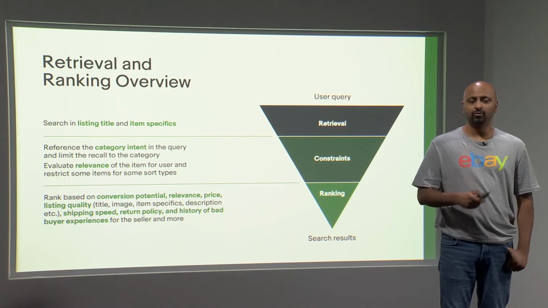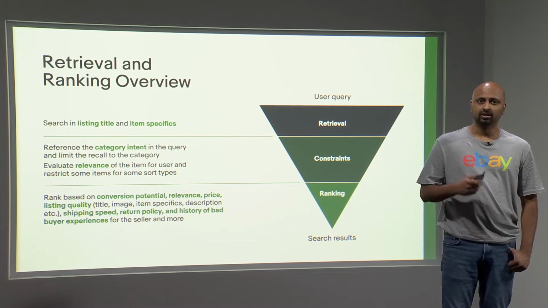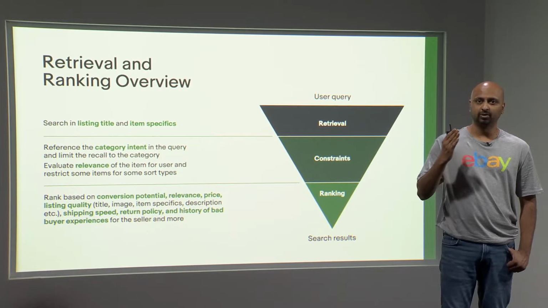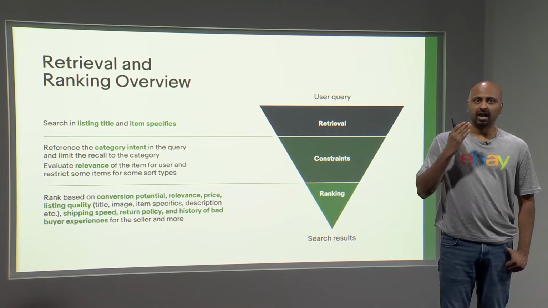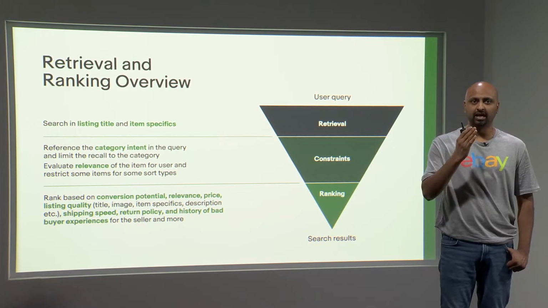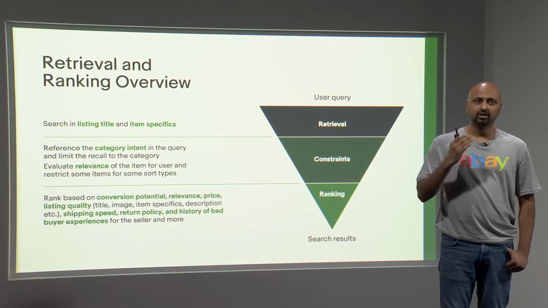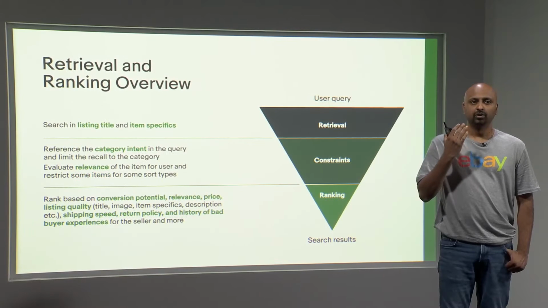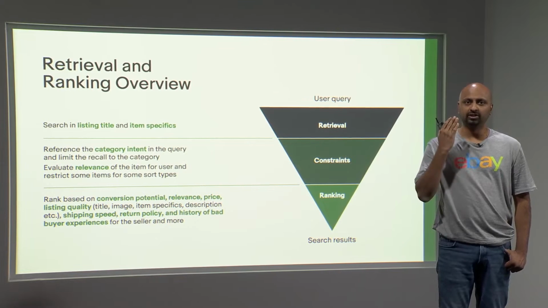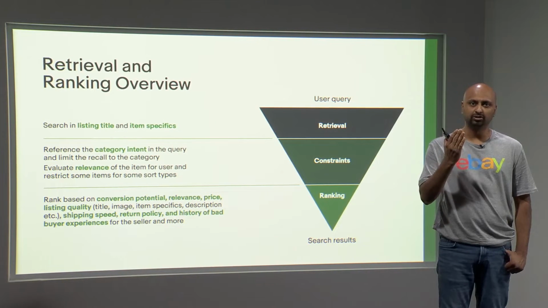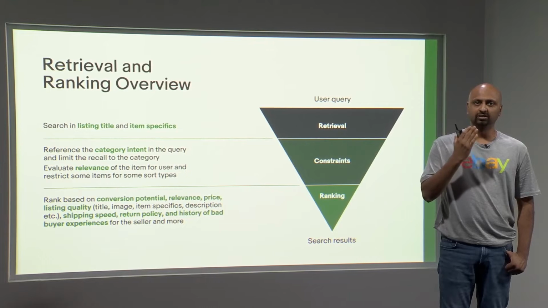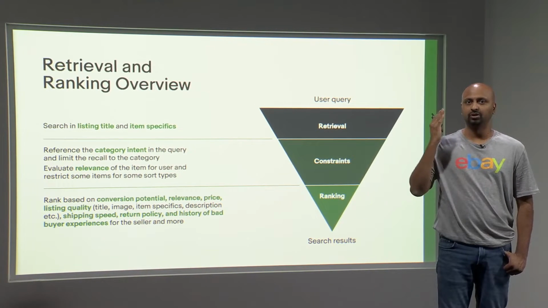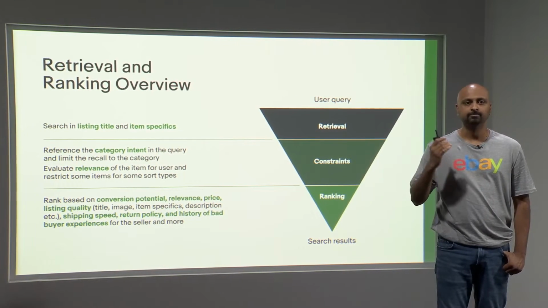This is just an overview of our ranking and retrieval process. Essentially, when the user starts typing a query and enters it, and sees the result, this is the process that happens between these two events. The first part of the process is retrieval, where we try to retrieve an initial consideration set for the user. What we essentially do is we try to map all the tokens in the user's query to the tokens that are present in your title as well as your item specifics, which are aspects.